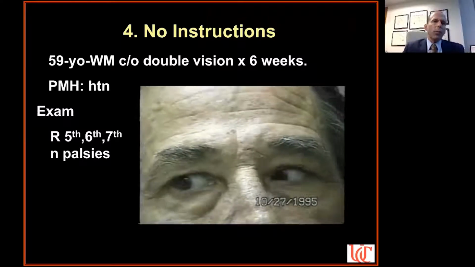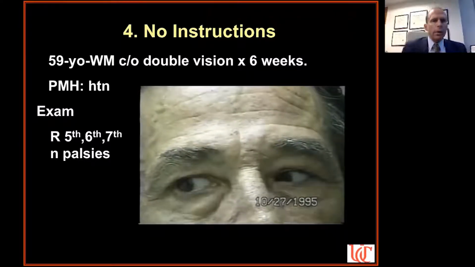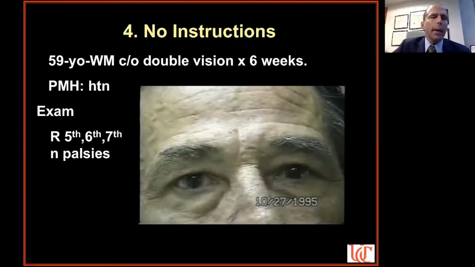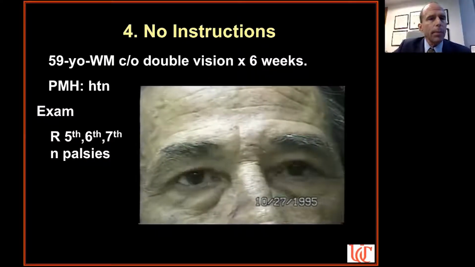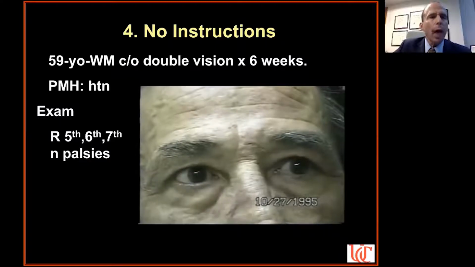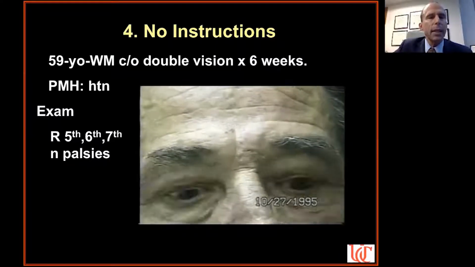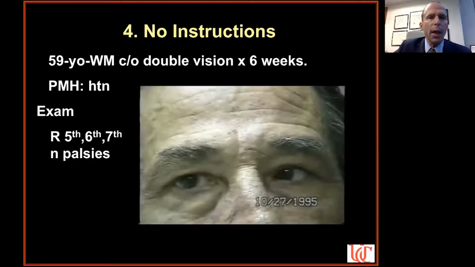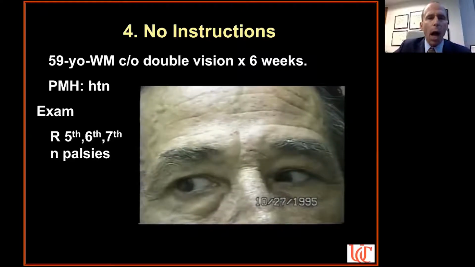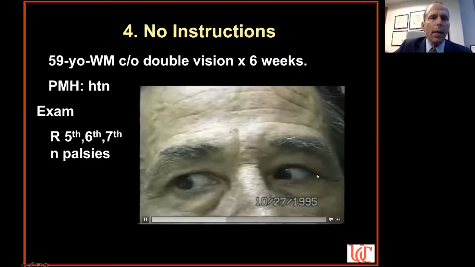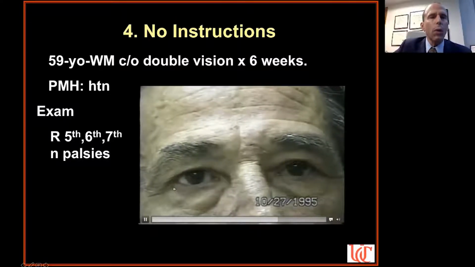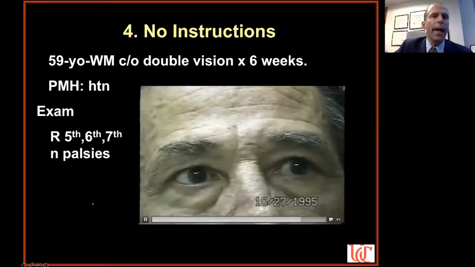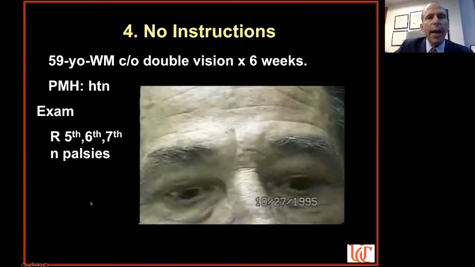Here's a patient with bad instructions. So here's a 59-year-old guy. He has double vision for the last 6 weeks. He has high blood pressure. On exam, he has a subtle right sixth nerve palsy. Look at how well his left eye abducts compared to his right eye. And he has an esotropia. He also happened to have a fifth and seventh nerve palsy.